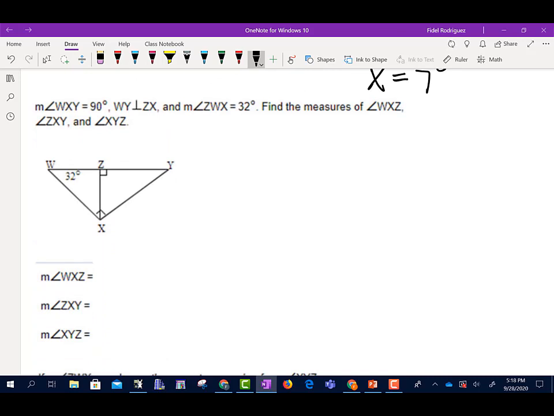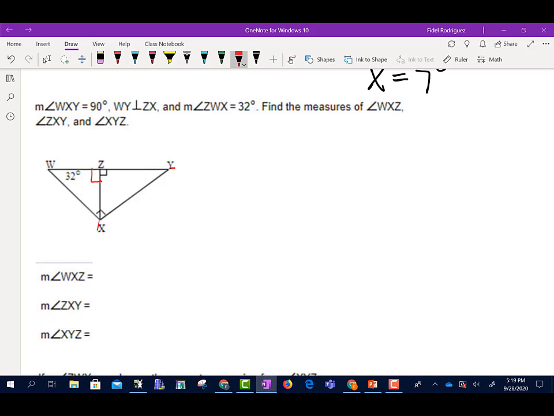It says the measure of angle WXY is 90 degrees. Okay, so we know this angle right here, 90 degrees. And it says that WY, this side here, is perpendicular to this side here, so this is also 90 degrees, okay? Just trying to get some information here. Let's see. And ZWX is 32. Okay, what else do we know? All right, so this here is also 90 degrees.